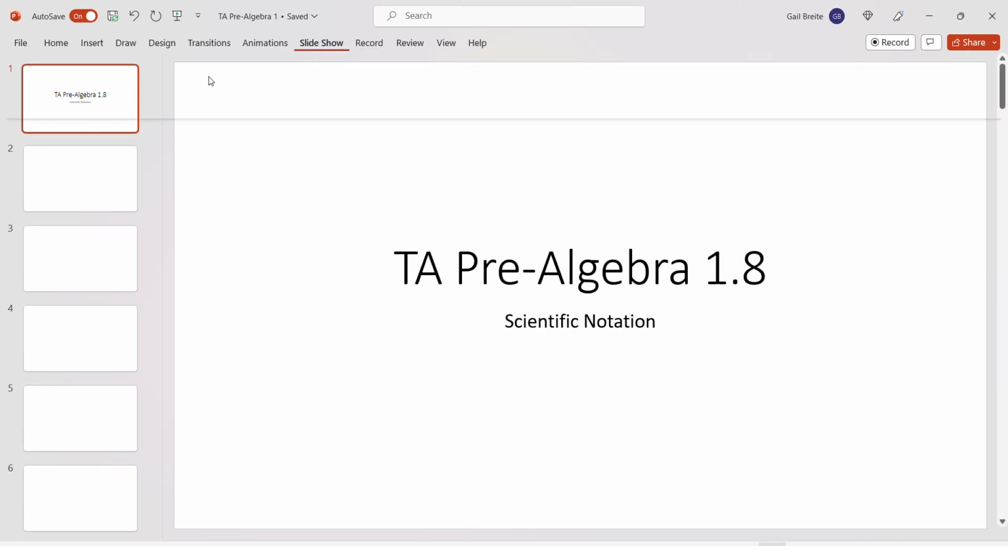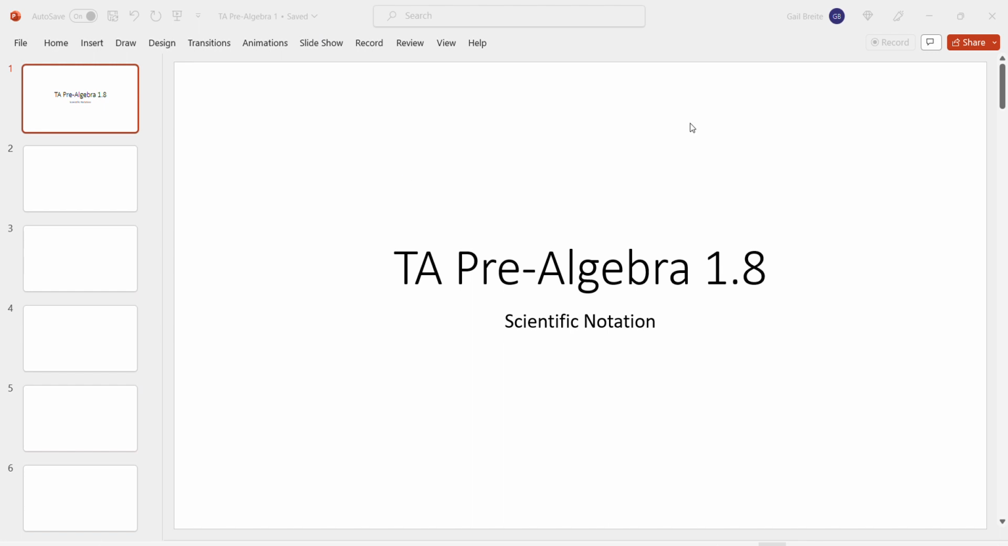Hello class, I'm working out of your Pre Algebra book 1.8 Scientific Notation. To get started, scientific notation is always begun in the process to get our number between 1 and 10. We'll look at examples of that. Also remember every number has a decimal after it.